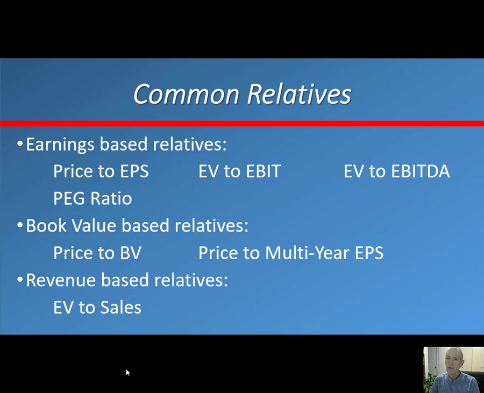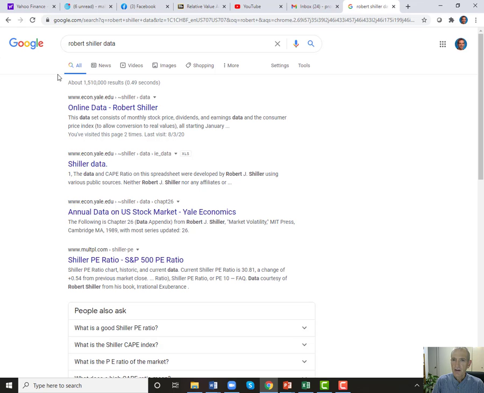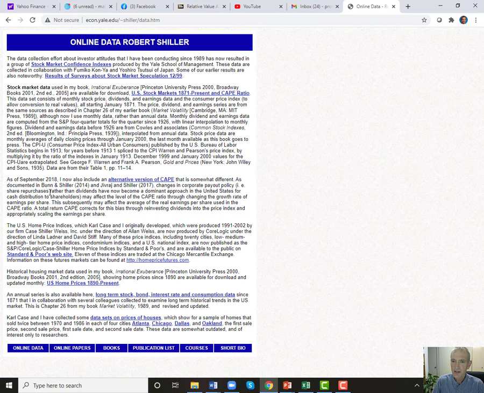Shiller, Robert Shiller. You can actually look him up. You can Google him. Robert Shiller. You can get his data. I want to actually show this to you. So I did a search on Robert Shiller data. You just do the online data. So he gives his data away for free. So you can click on that.